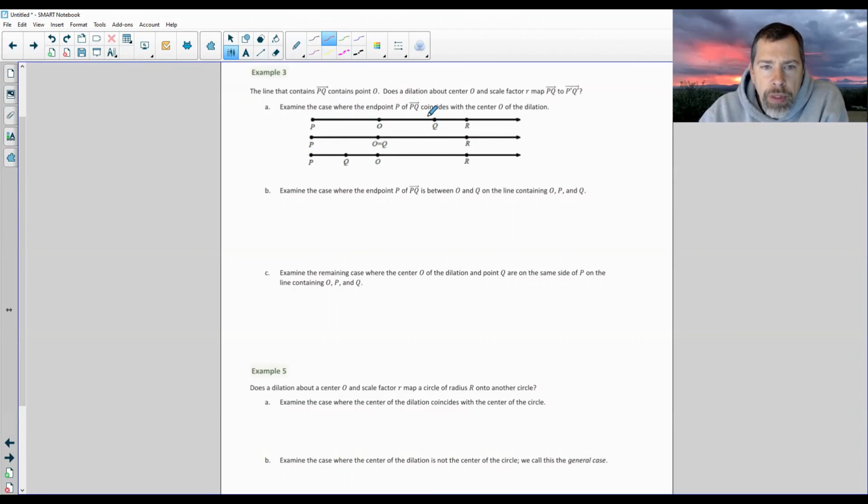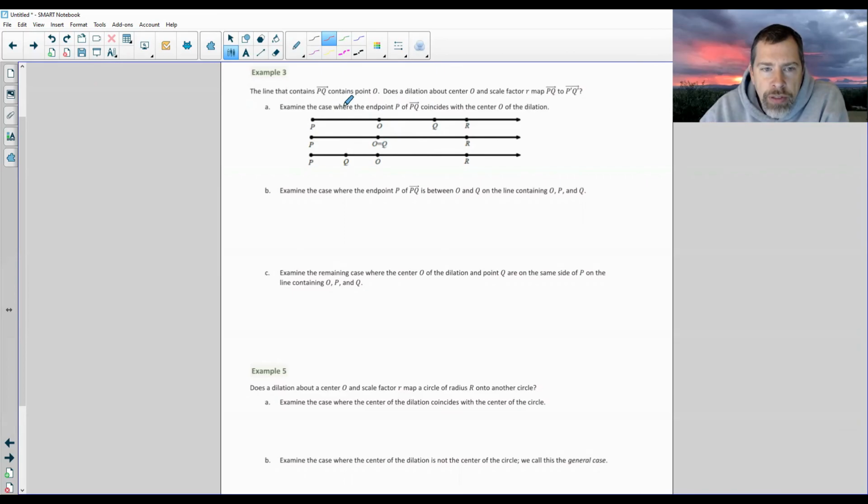So O can be in between P and Q. O can be at the same location as Q, or O can be out beyond P and Q here. See the 3 different possibilities? O is between P and Q, O is Q, or O could be out further from P and Q. So P is here, Q is here, and then the center of dilation is to the right of them.